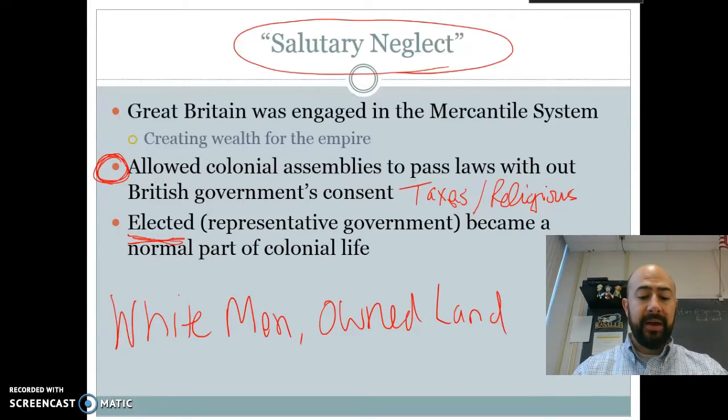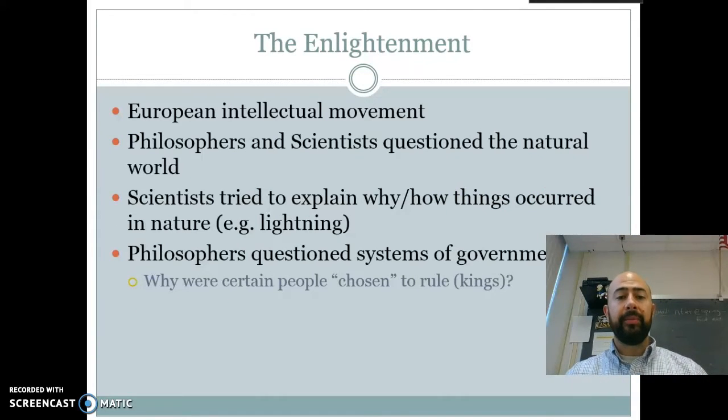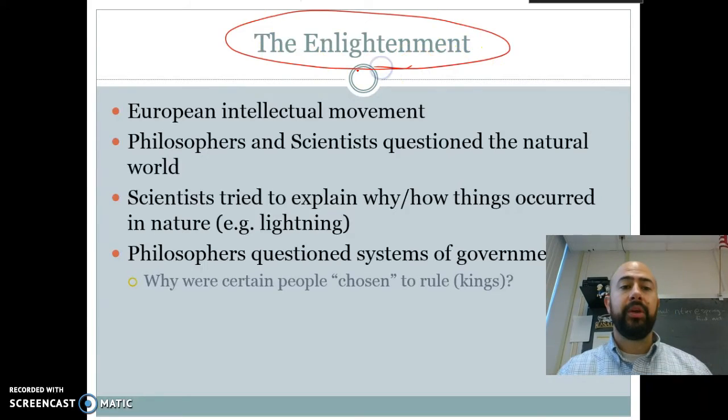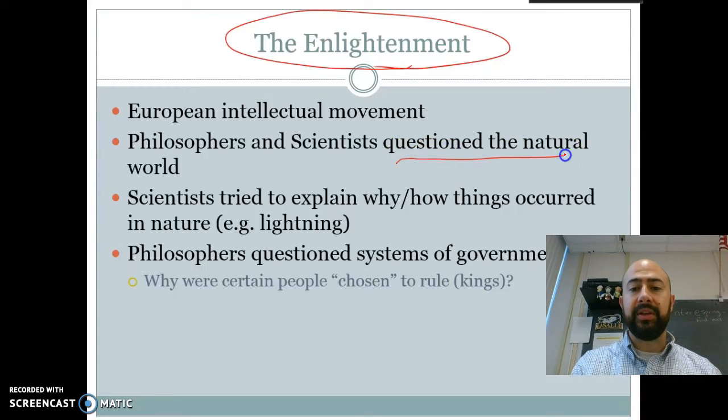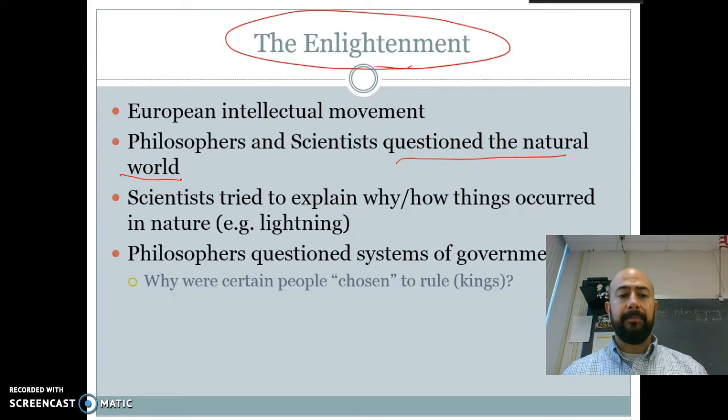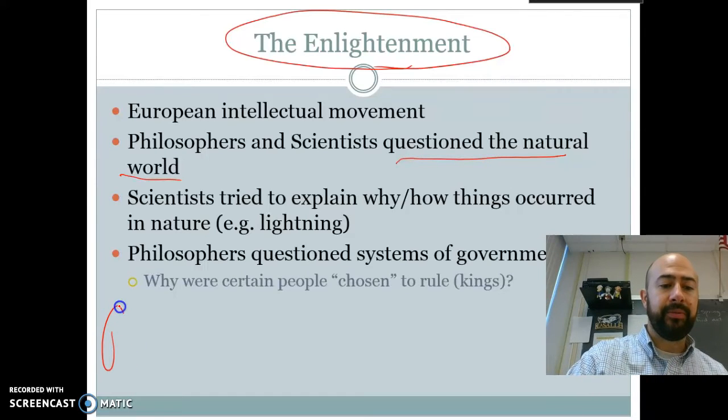And because of that, when an intellectual movement in Europe made its way over to the colonies in books, and people started to read about it, it took hold in the colonies. A lot of the ideas became popular among those white land-owning men who could vote. That movement was called the Enlightenment. It was a European intellectual movement, and it focused on questioning the natural world. Before people really started to investigate the world through the scientific method, people explained occurrences in the world through religion.